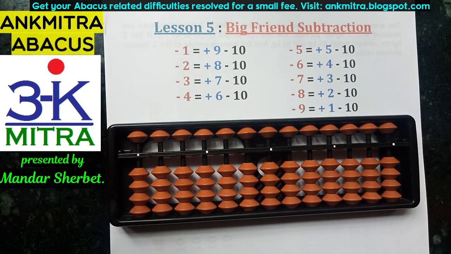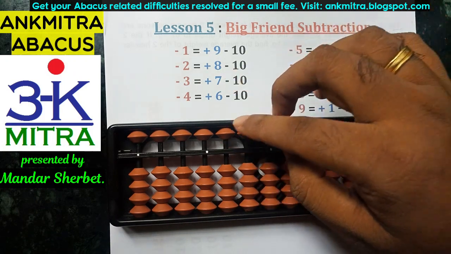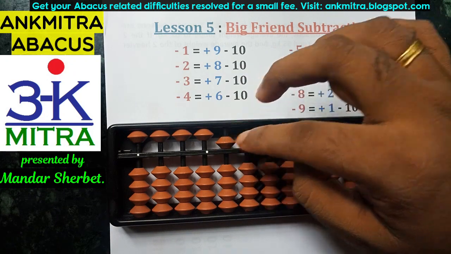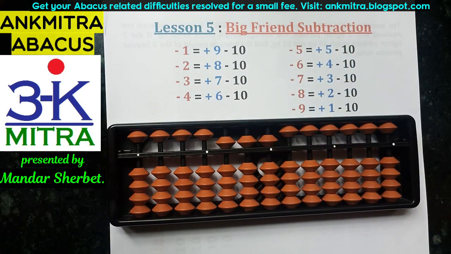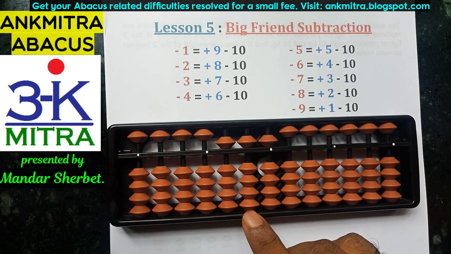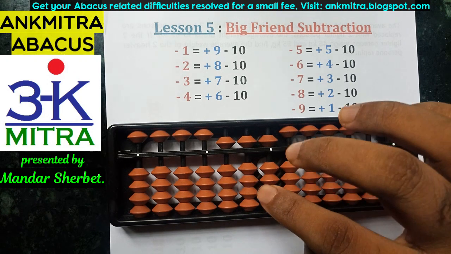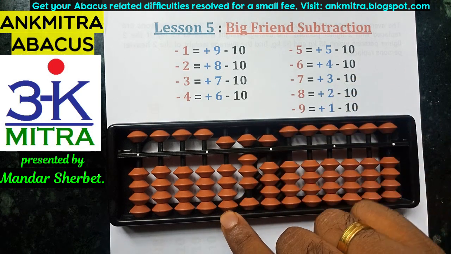Okay, so let's look at another example. Suppose I have the number 555 with me. Okay, and from this number, let's say I am supposed to subtract the number 78. So for subtracting 78, we'll start with the tens place digit. For subtracting 7 on this tens place rod, I don't have 7 available to subtract directly. Hence I will use its big friend formula. Big friend of 7 is 3. So plus 3 and minus 10 is our formula.